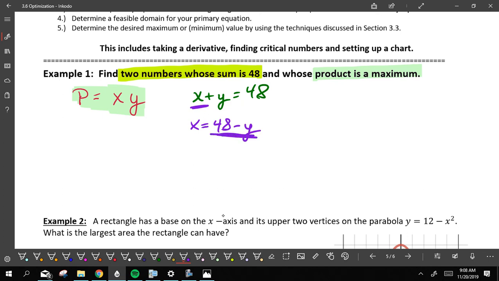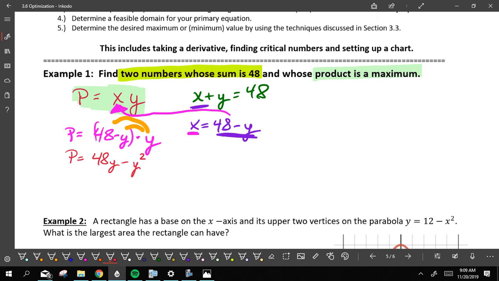Whatever I made X equal to, I'm going to take this and sub it in for the letter X because this is what X is. X equals that. And so I'm going to rewrite this equation. Product equals 48 minus Y times Y. I put 48 minus Y in for X, and then it's going to be times Y. Everybody good with this equation so far? I'm going to clean it up a little bit. I'm just going to distribute the Y. Product equals 48Y minus Y squared.